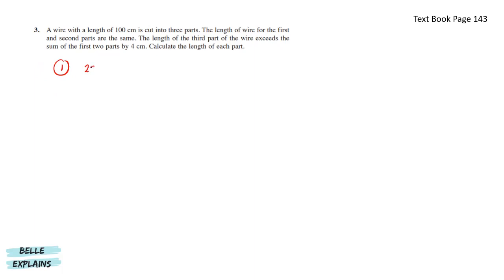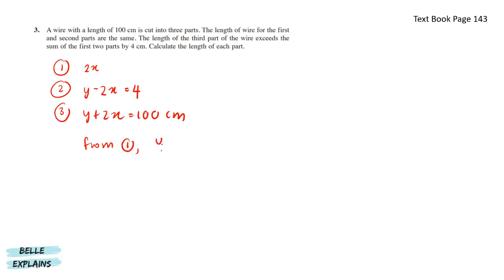Okay, since the first 2 parts are the same, let's represent that with 2x. The difference between the third part and the first 2 parts is 4 cm. So we have y minus 2x equals 4. And the sum will give us 100. So we have the second equation here. From equation 1, we know that y equals 4 plus 2x. So now we can sub that into equation 2 to find the value of x. Let's solve that to find the values of the respective parts.